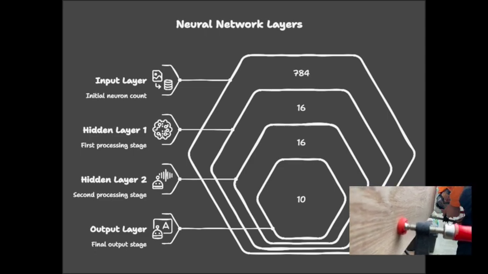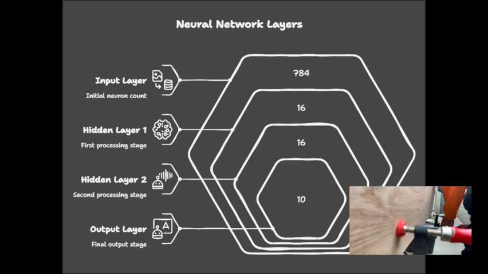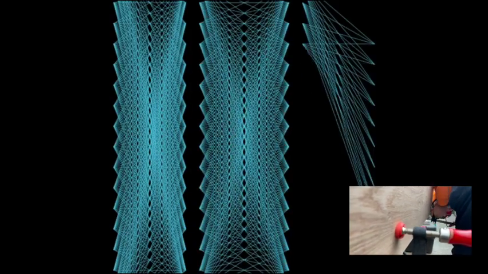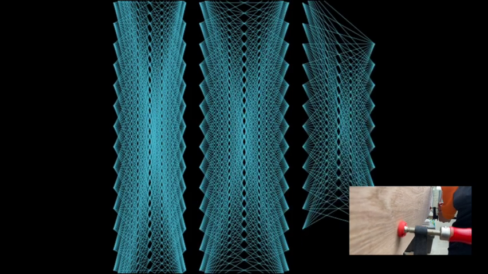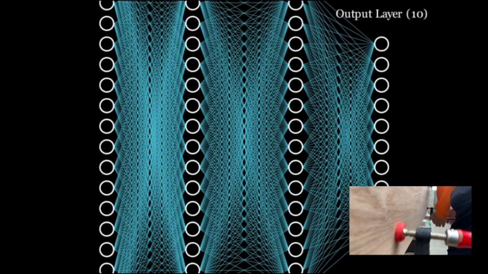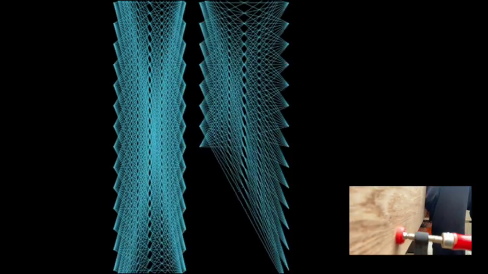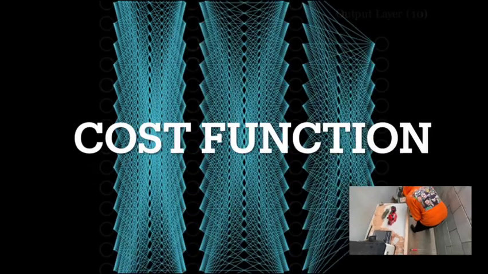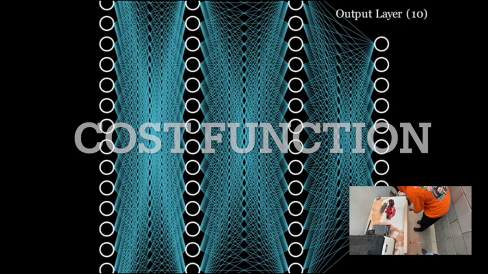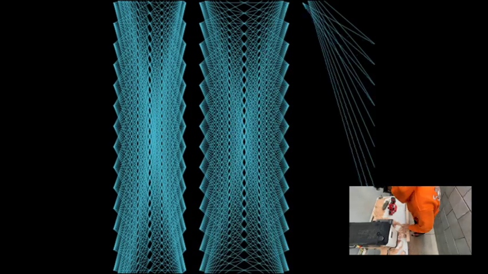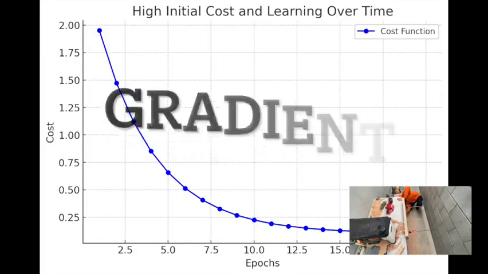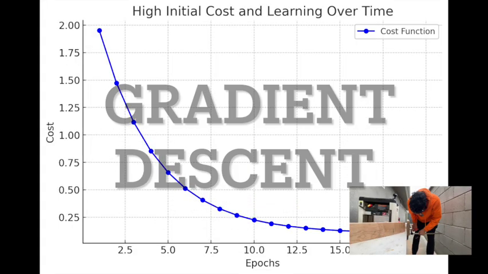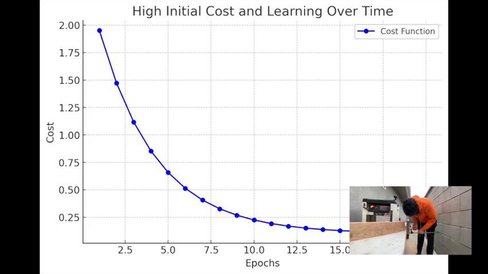At first, the network starts with random weights and biases, which means it performs pretty badly, but that's expected. So how do we measure how bad our predictions are? We use something called a cost function, which tells us how far our predictions are from the correct answers. Our goal is to minimize this cost as much as possible. Enter gradient descent, the magic behind neural network learning.